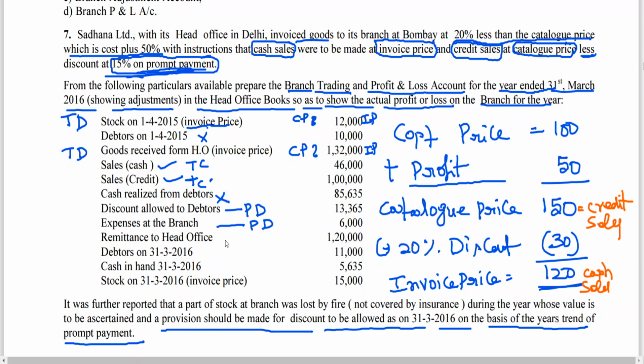Remittance to head office. Remittance to head office will not be taken to trading, P&L account. Debtors on 31st, actually I don't need for preparing trading, P&L account, but this information may be useful. Cash in hand, generally I don't need cash in hand. Stock on 31st March 2016 at invoice price. This invoice price has been given. I need to find out cost price, which is the question. Problem is simple.